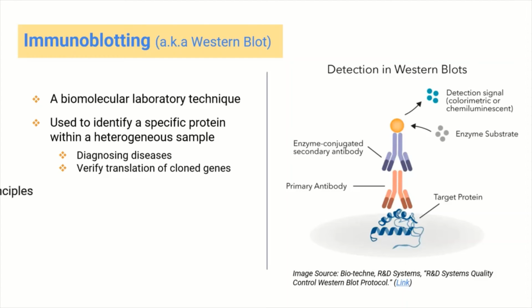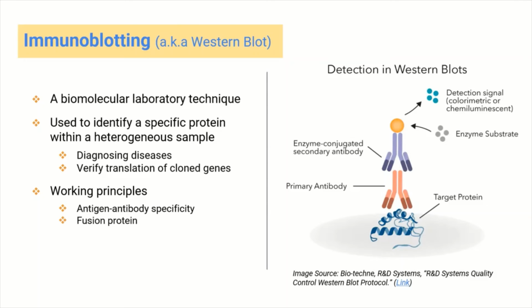This technique takes advantage of antigen-antibody specificity. We use a primary antibody to detect the protein of interest, then a secondary antibody to detect the primary antibody. The secondary antibody is a fusion protein, meaning that it is connected to an enzyme to produce a detectable signal such as luminescence. Lastly, immunoblotting uses gel electrophoresis, which is a way to separate different proteins by mass, since lighter proteins can travel further through a gel than heavier ones.